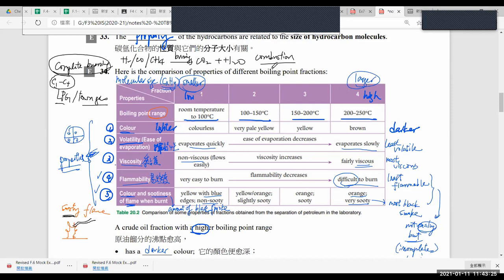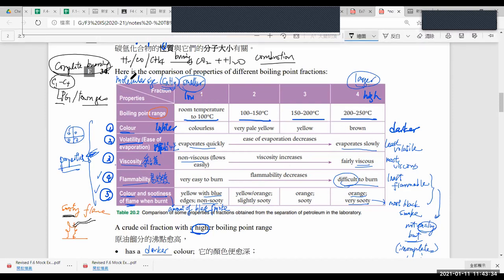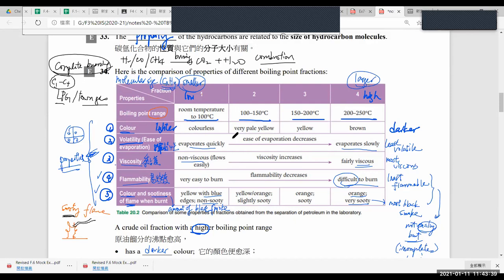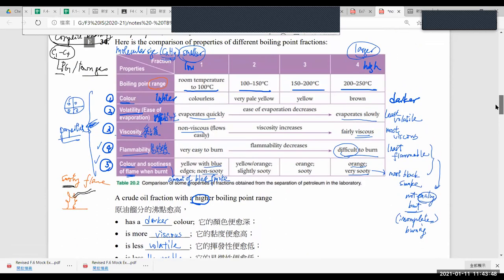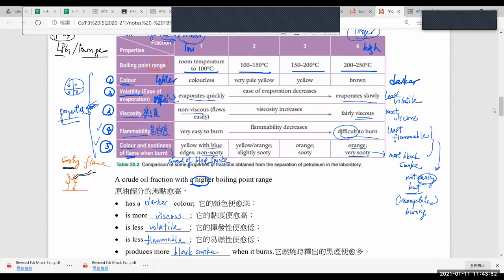So we have this as an example, and indeed these have a lower boiling point range in the fractional distillation fractions. Is that clear? So we have the following conclusion. For the higher boiling point range products, what is the hidden message? They have a larger size of hydrocarbon. Normally they have a darker color. They are more viscous, more sticky, and less volatile, which means they evaporate less readily, are less flammable, and produce more black smoke when burnt, which means the flame is more sooty. Can you get the point? The flame is more sooty. Is it clear?